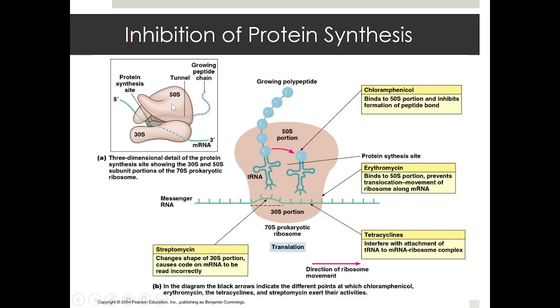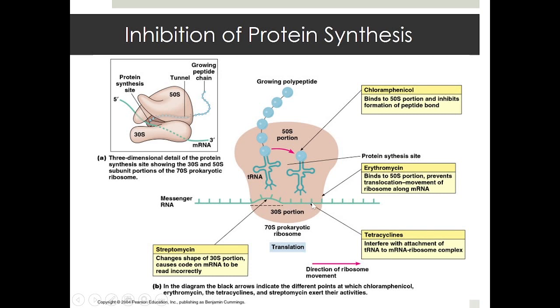So up here, we've got a little schematic of what a prokaryotic ribosome is going to look like, with the 50S subunit on top and the 30S on the bottom, so the large and the small, of course. These are some examples of drugs that are going to impact different parts of this process. Streptomycin is going to change the shape of the small portion of the ribosome, whereas tetracycline will interfere with the attachment of transfer RNAs to the mRNA ribosome complex, so it'll prevent this process from happening.